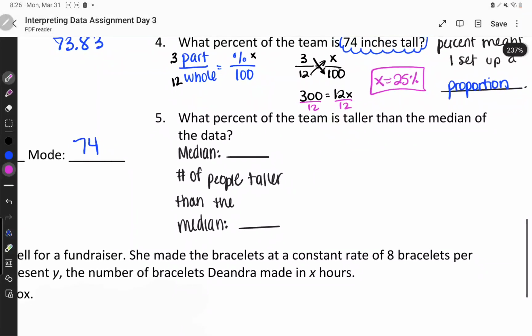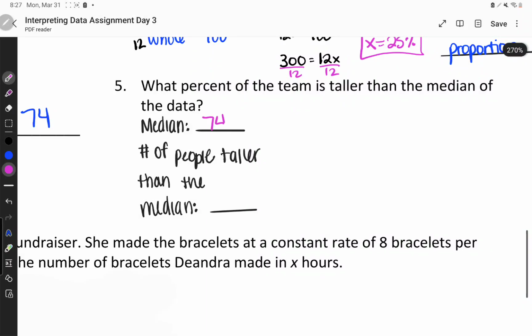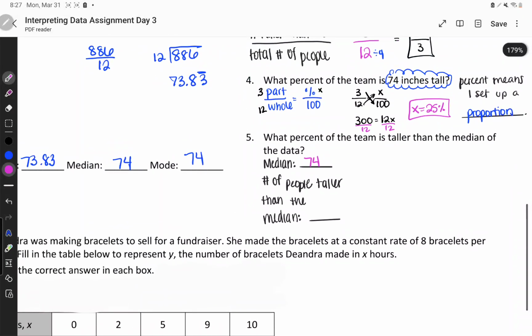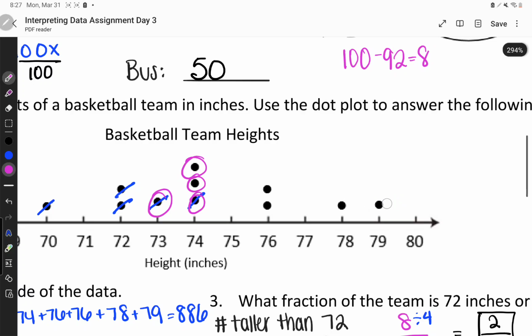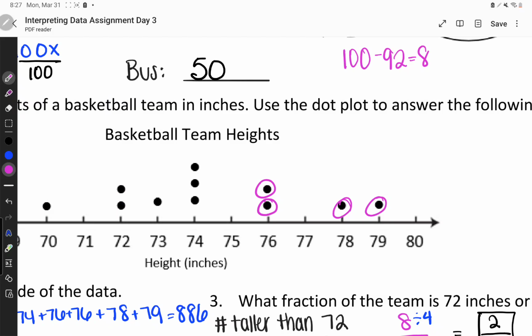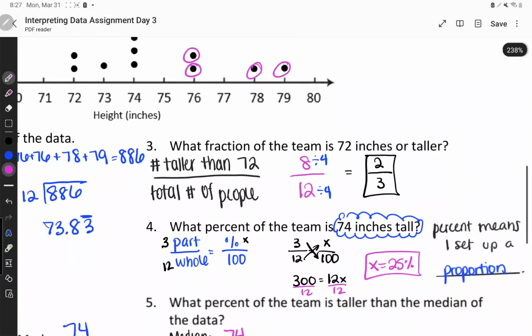This one says, what percent of the team is taller than the median? So this one's kind of, there's a lot going on here. So what is my median? Well, the median is 74. So we need to figure out how many people are taller than 74 inches. Well, if we look here, that would be 76 and 76 and 78 and 79. And none of these. Sorry, I shouldn't have done the same color. So how many people are taller than the median?